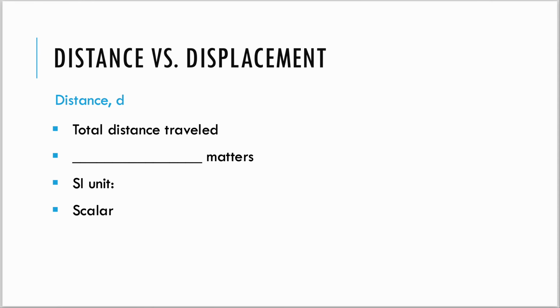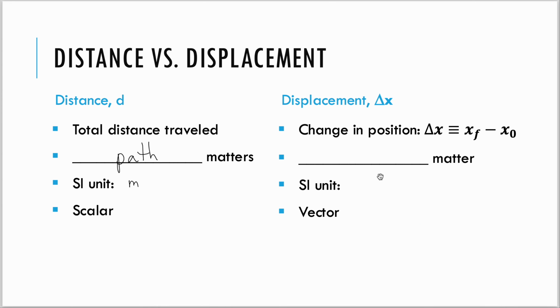What you need to know about distance is that it's a total distance traveled, so that means that the path matters. The SI unit is meters, and it is a scalar. It does not have a direction.